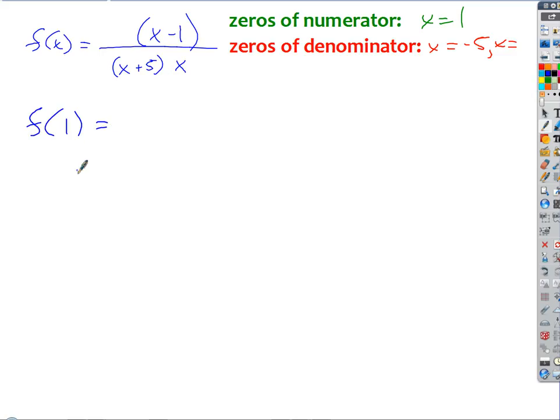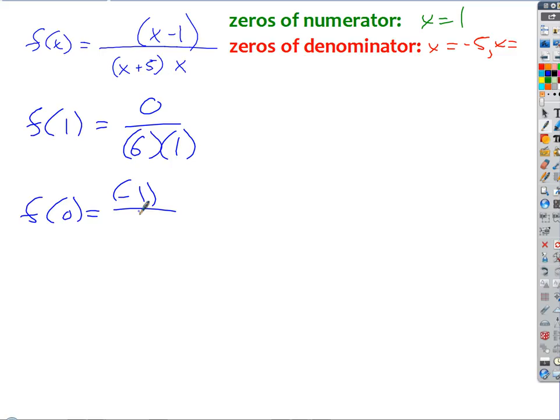If I evaluate the function at 1, when I plug 1 in for x, in the top I get 0. Right? On the bottom I get 6 times 1, which is not a 0 at the bottom, is it? Right, I got back 6 on the bottom. Does that make sense? If I evaluate this at 0, I get back 0 minus 1 is -1 over 0 plus 5 is 5 times 0, right? So that is a 0 at the bottom, okay?